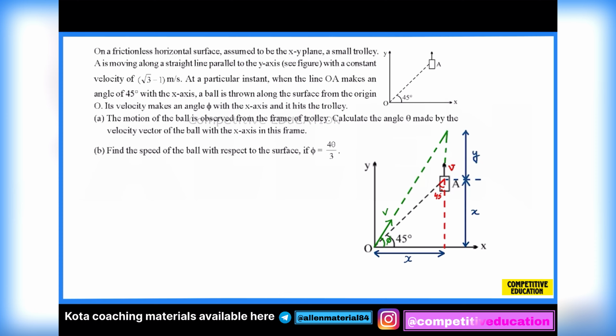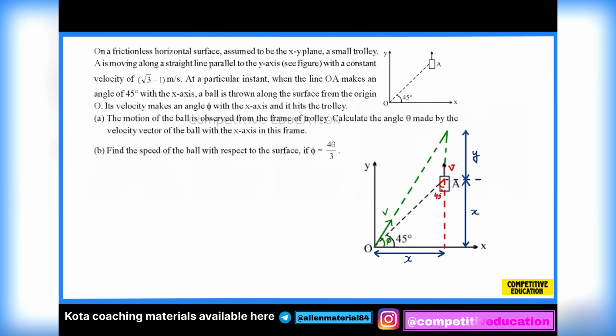Now in the first part it is saying, if the motion of the ball is observed from the frame of the trolley, meaning if you are sitting on this trolley and watching the ball moving towards you, then you have to calculate the angle theta made by the velocity vector of the ball with the x-axis in this frame. This is the first part.